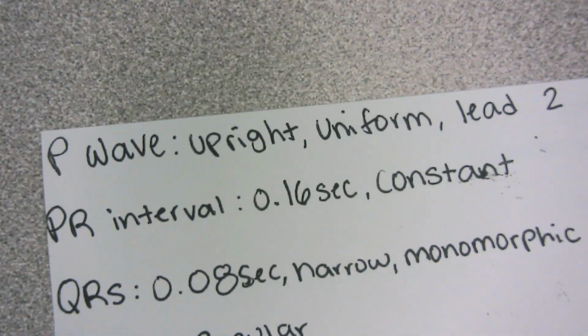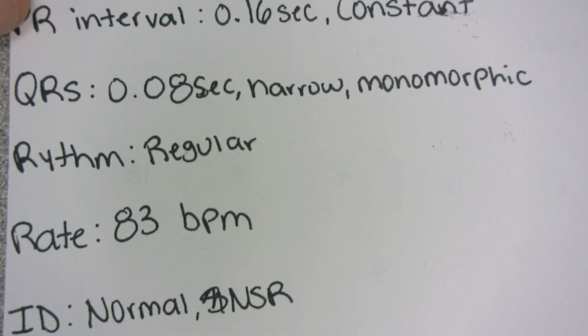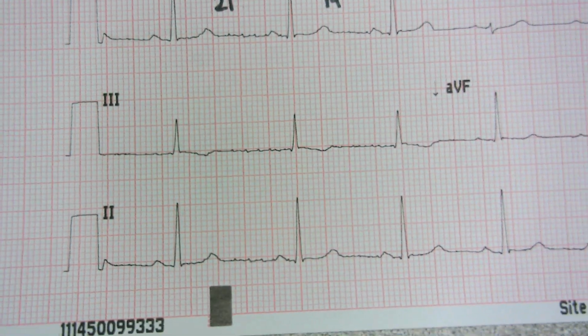Alright, so today we're going to be analyzing this EKG, and we'll see how good of a job they did. So, P waves upright, uniform in lead 2. Let's see if she's got it.